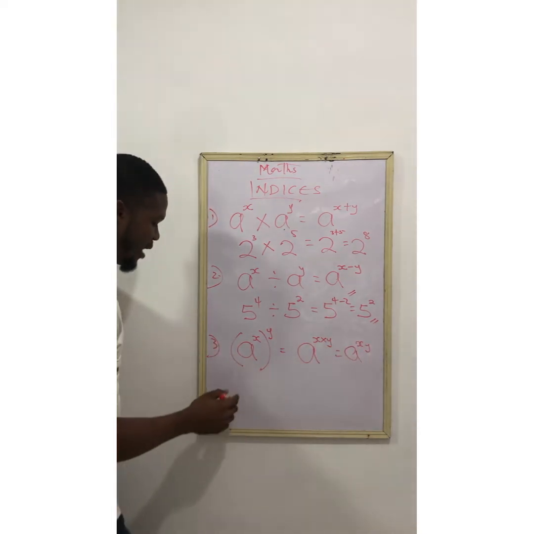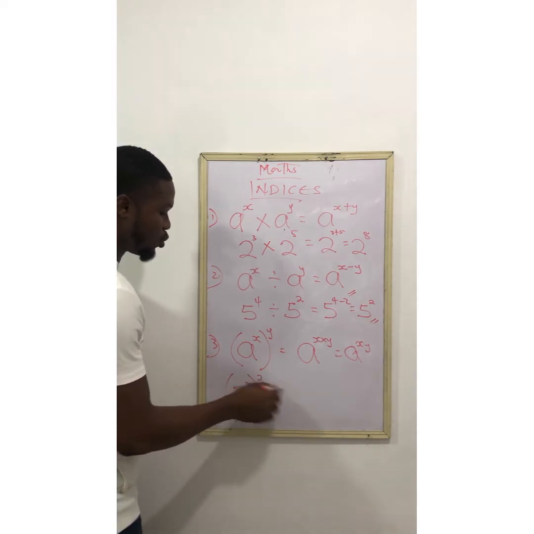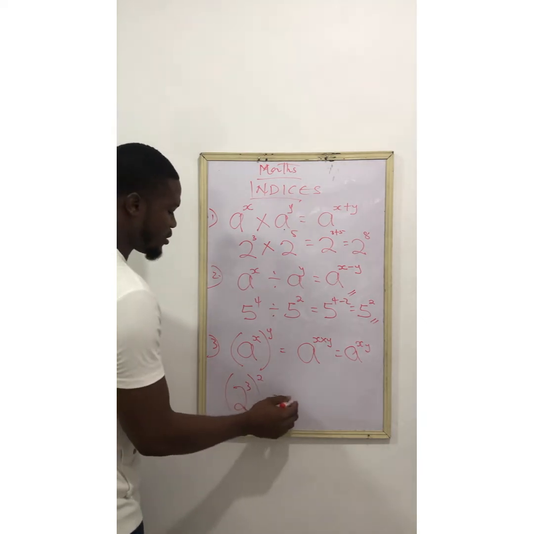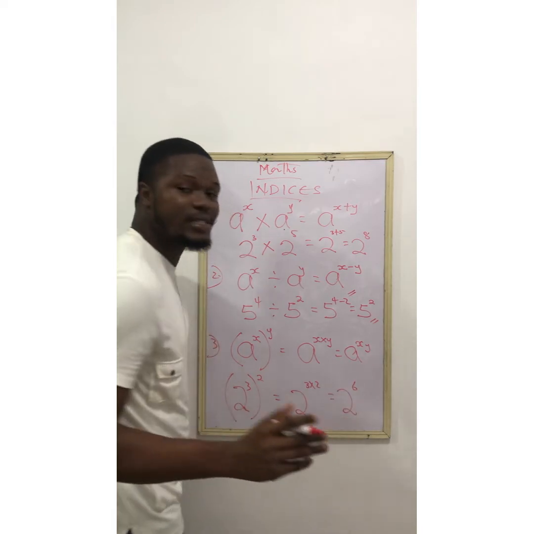So if you have 2 raised to the power 3 in bracket, and then outside you have 2, that will give us 2 raised to the power 3 times 2, and that's 2 raised to the power 6. Okay?